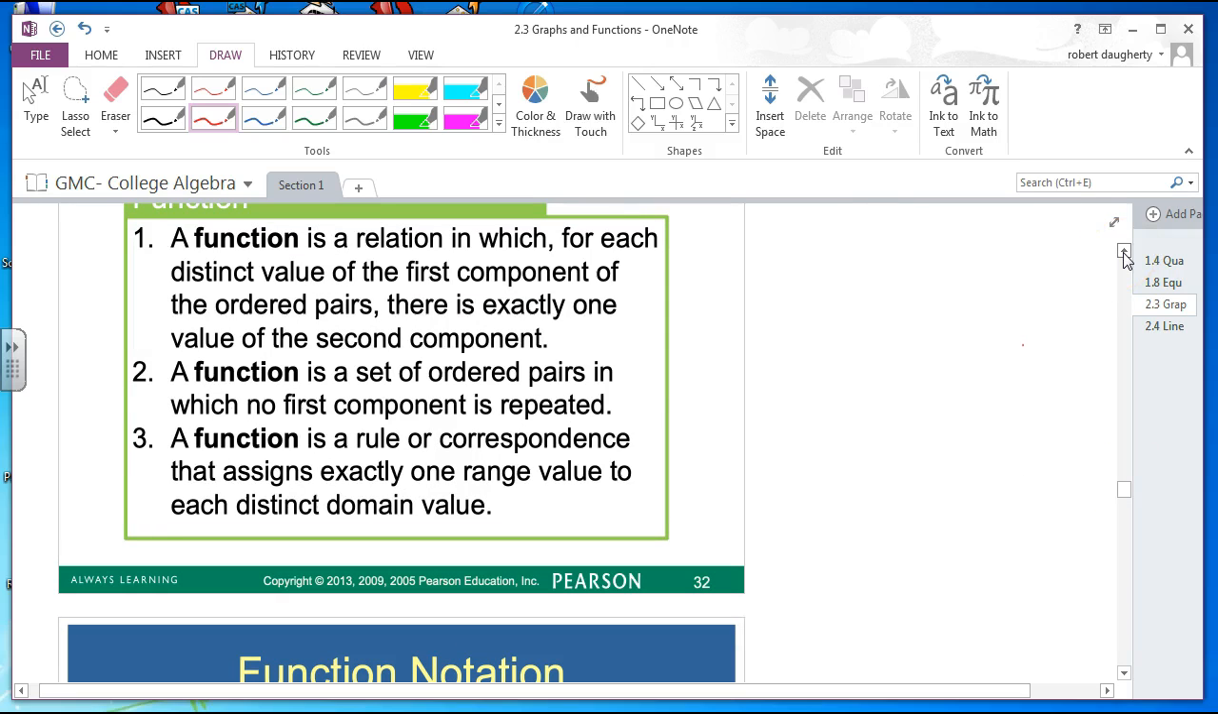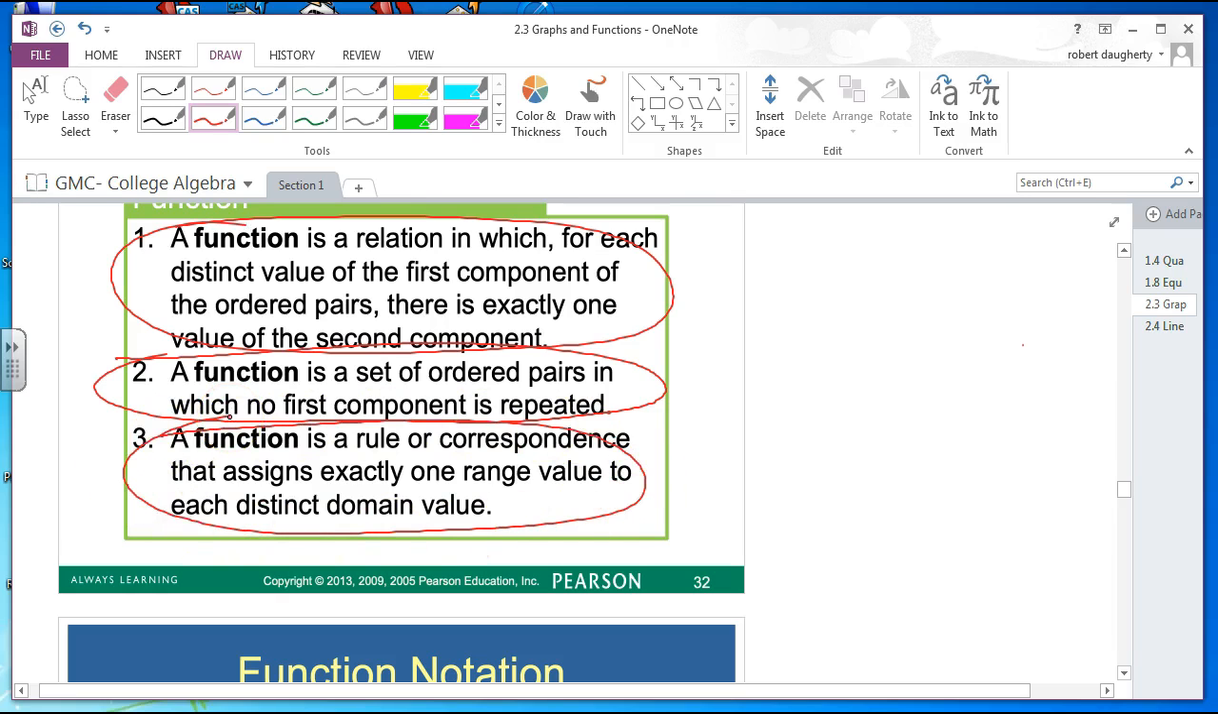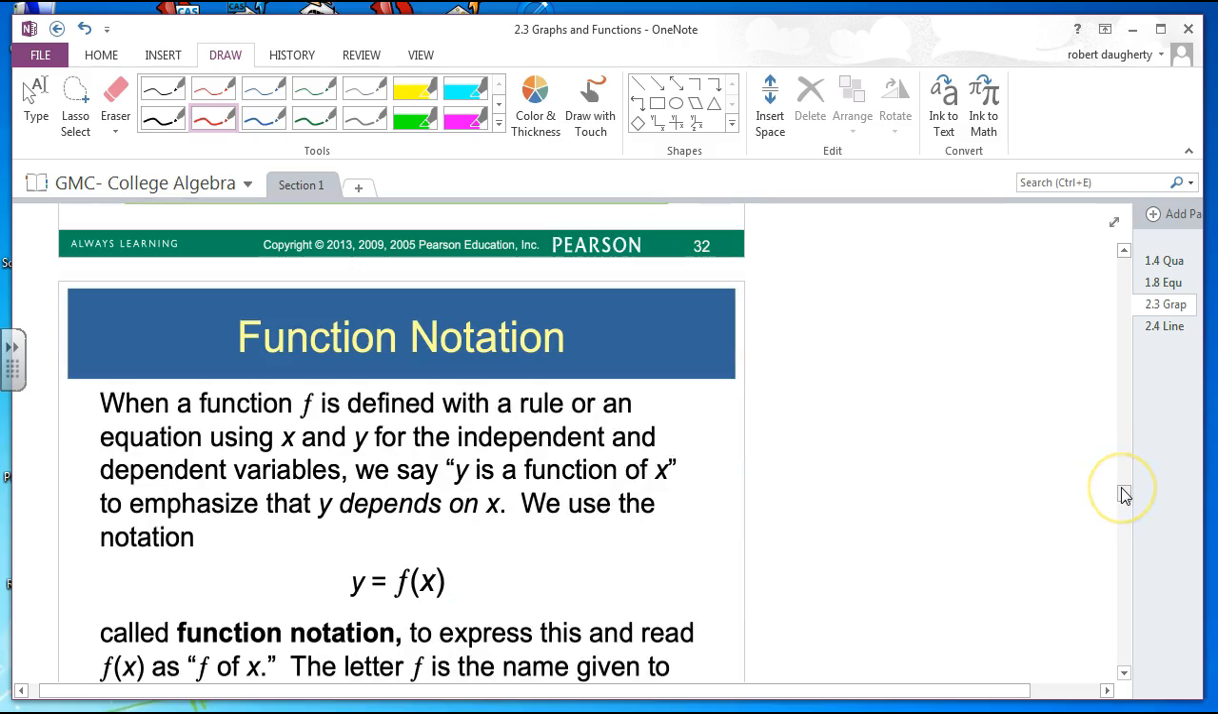So when we talk about functions, remember a function is a relation in which each distinct value of the first component of the ordered pairs corresponds to exactly one value of the second component. Okay, so what we've talked about: no repeated x values. So when you look at your xy coordinates, there are no x values that are repeated. Another way of saying it, for every x, there's only one y value that gets assigned. Okay, so only one range value for each domain value. These are all equivalent ways of talking about a function.